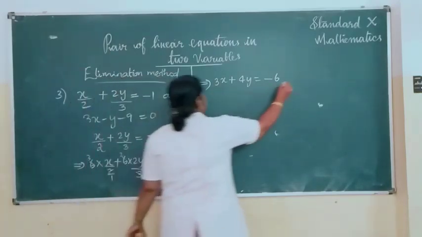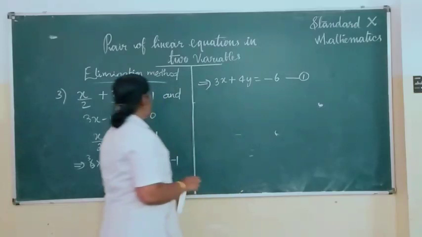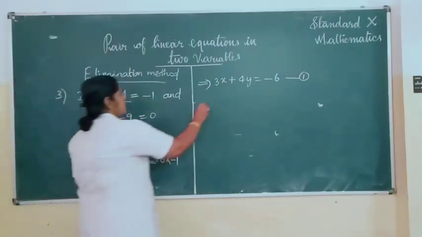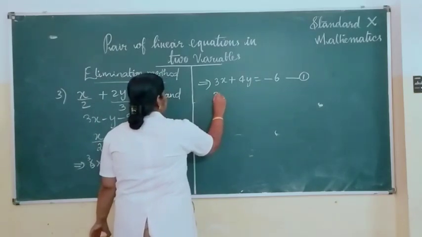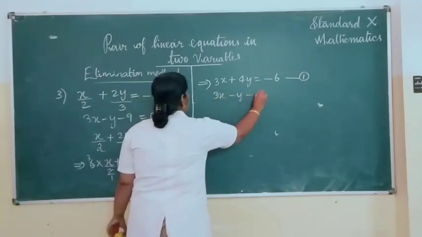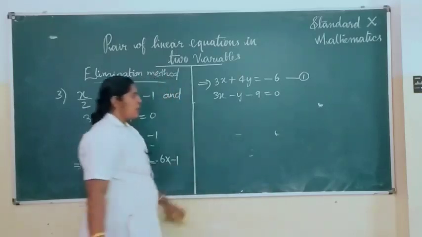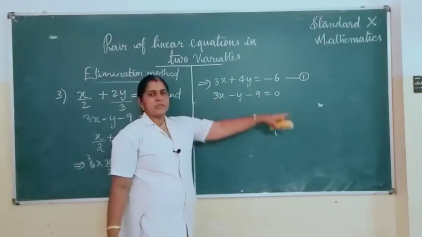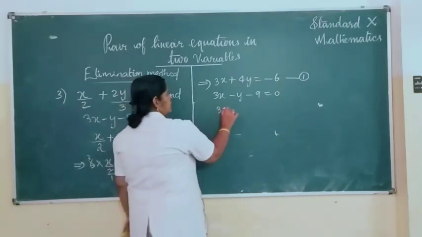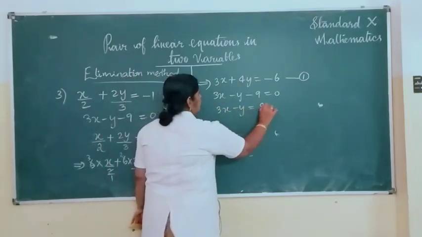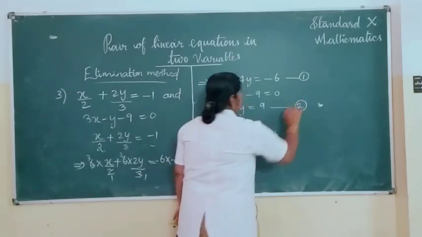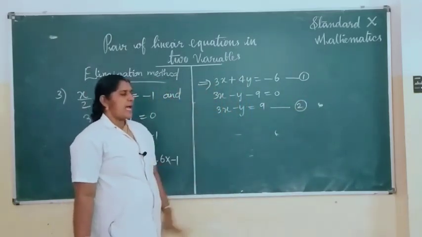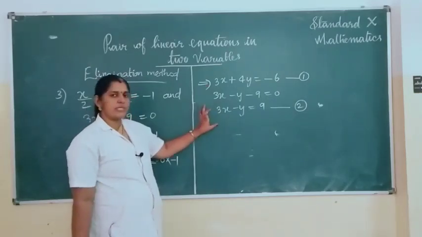Now, this is our first equation, and already in the question, the second equation is given: 3x minus y minus 9 equal to 0. Now, in the second equation, we will move this minus 9 to the RHS. So, 3x minus y equal to 9. So, this is our second equation. Now, we got the two equations as the rational forms are removed.